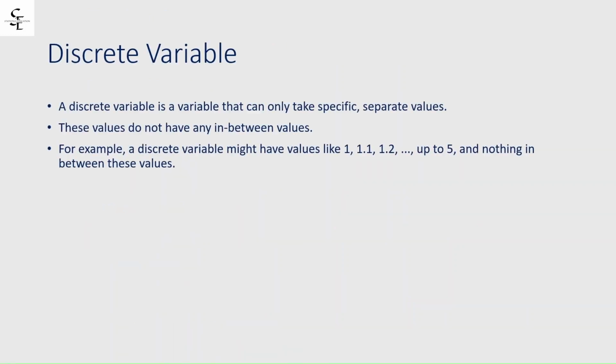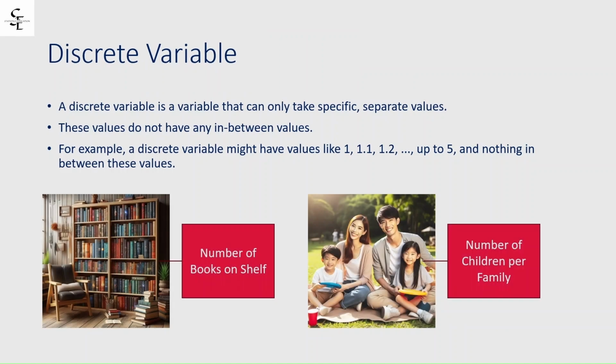A discrete variable is a variable that can only take specific separate values. These values do not have any in-between values. For example, a discrete variable might have values like 1, 1.1, 1.2 and up to 5 and nothing in between these values. So, there is no value between 1 and 1.1. There is no value between 1.1 and 1.2.